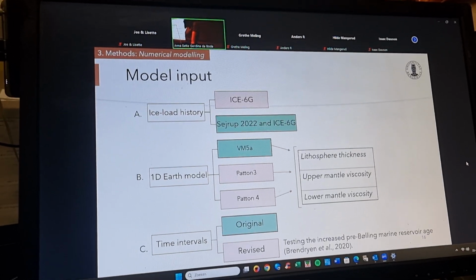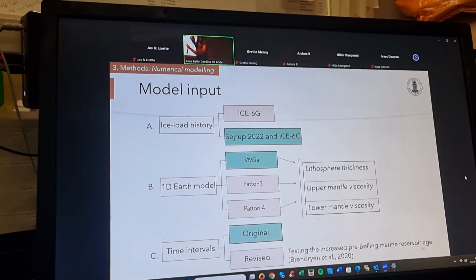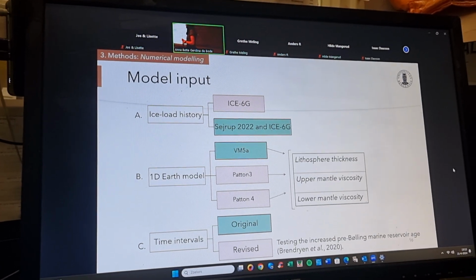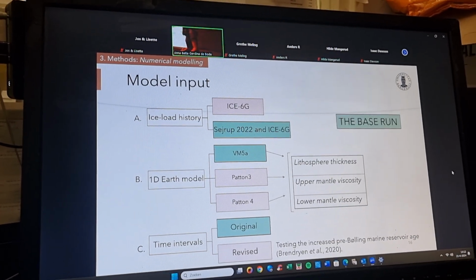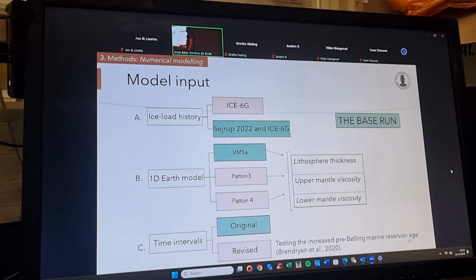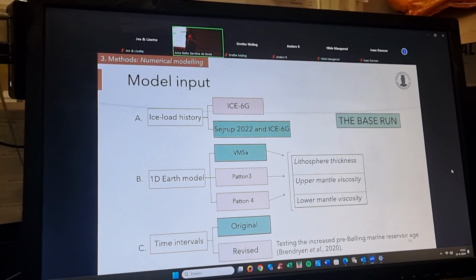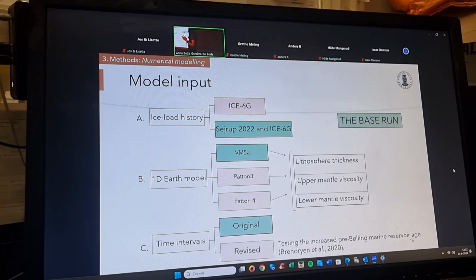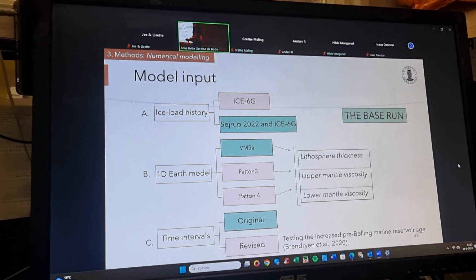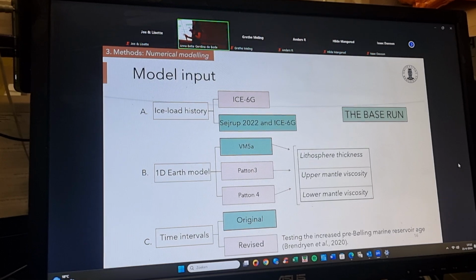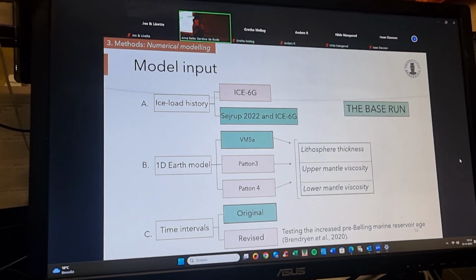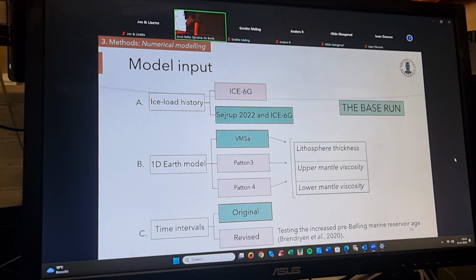Then I want to quickly point out that the most normal settings, or what I consider normal, are called the base run, as I said. The reason that I'm testing all of these different inputs is because I want to know the sensitivity of the model to these different parameters. So in order to be able to compare it to something, I need a base run. And the base run has the most normal settings here: the original time series, the impact Earth model, and the merged ice thickness data.